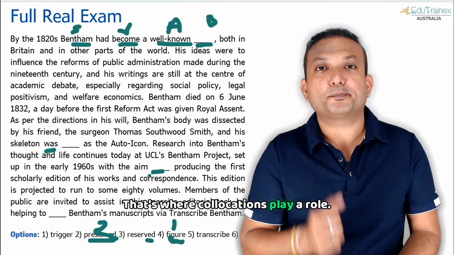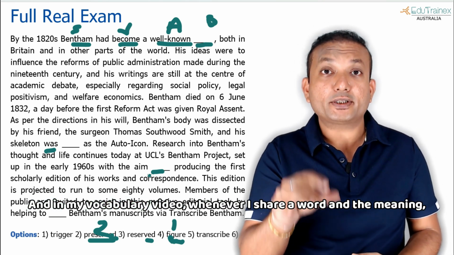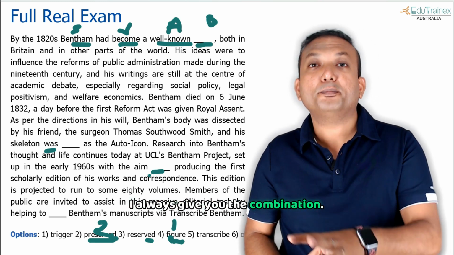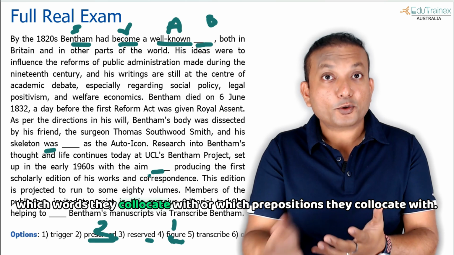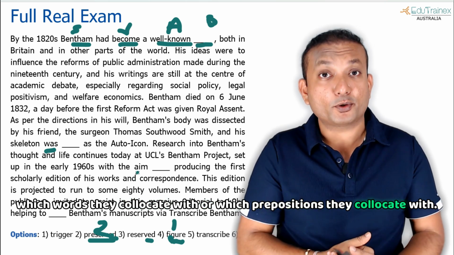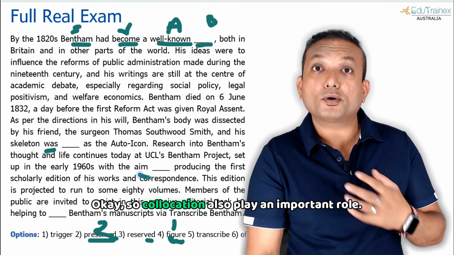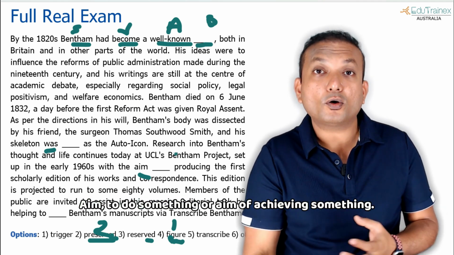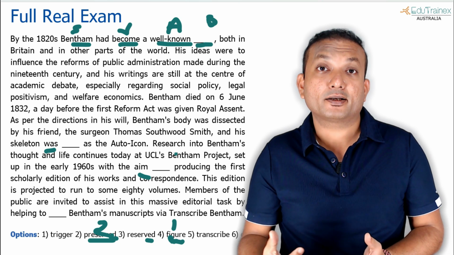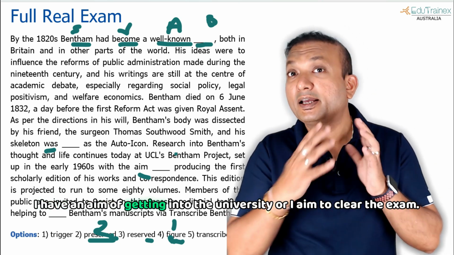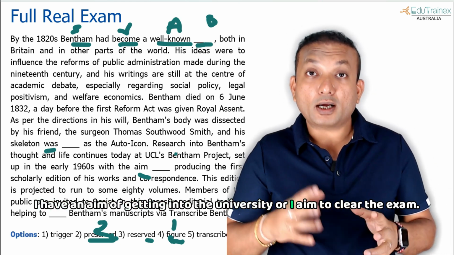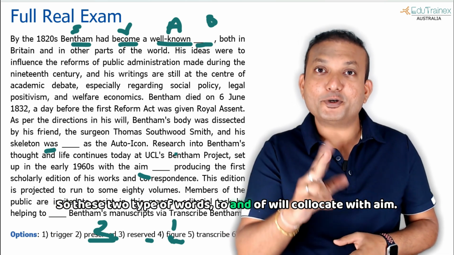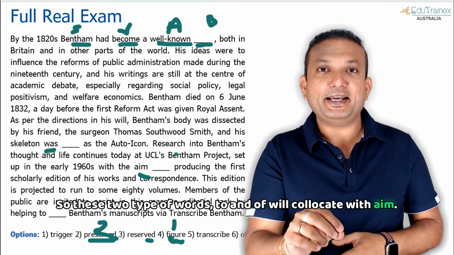That's where collocations play a role. In my vocabulary videos, whenever I share a word and the meaning, I always give you the combination, which words or which prepositions they collocate with. So collocation also plays an important role. Aim to do something, or aim of achieving something. I have an aim of getting into the university, or I aim to clear the exam. So these 2 types of words, to and of, will collocate with aim.